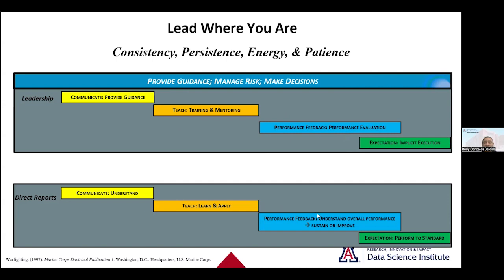And from a direct report perspective, it's just trying to understand overall performance. What are the things you need to sustain? What are the things you need to improve on? And then ultimately, the expectation from the leadership piece is implicit execution, that the leader doesn't need to be watching you like a hawk to make sure that you're executing your duties. And if you're in that direct report role, like I am here at the Data Science Institute, I just want to make sure I'm doing my job and I'm doing it to the best of my ability, that I'm meeting the standard. But right here is where I see we're executing those duties on a day-to-day basis. And so you're constantly learning and applying, and then you're constantly getting feedback, or I would hope that that's what's happening, that way you're improving within that organization.